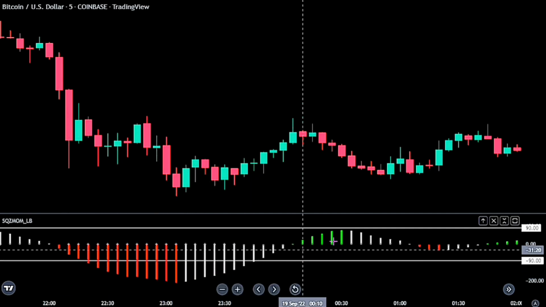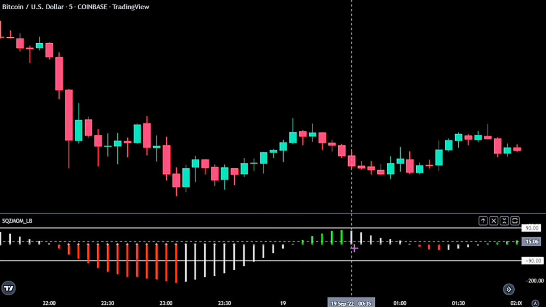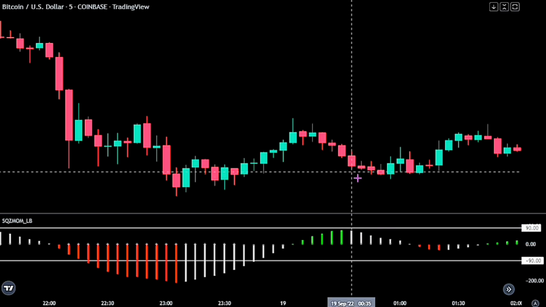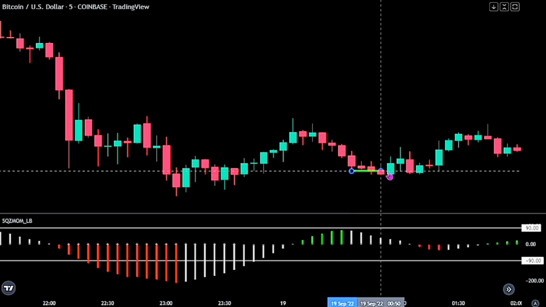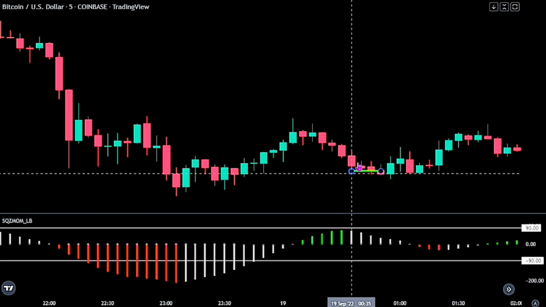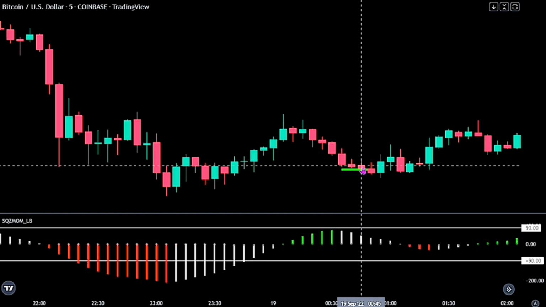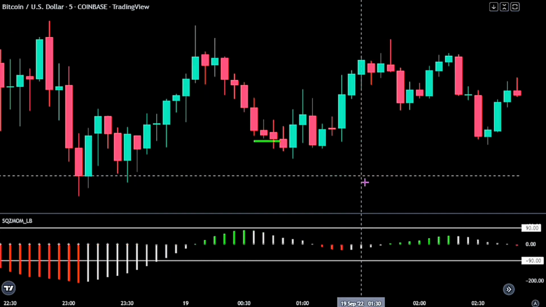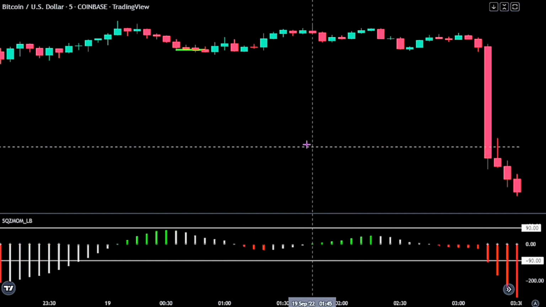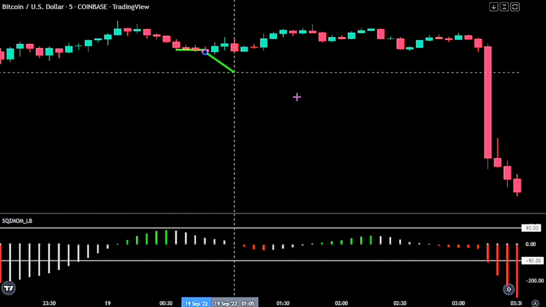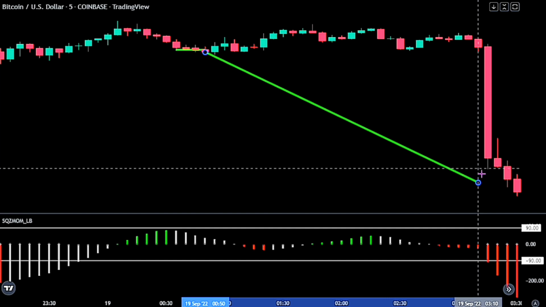Now we have to trail our entry till we get a green histogram on the chart. Then we enter trades at the next white histogram, but make sure the green histogram never closed above the 90 band line before we got the white. And we see we met our conditions here, so this would have been our trigger candlestick. So let's move forward and see how it performed. And we could see it was successful.